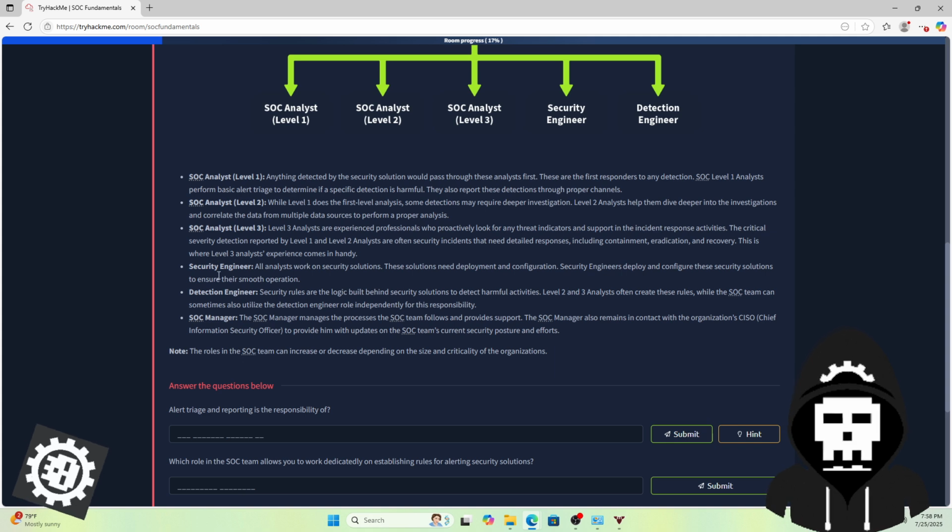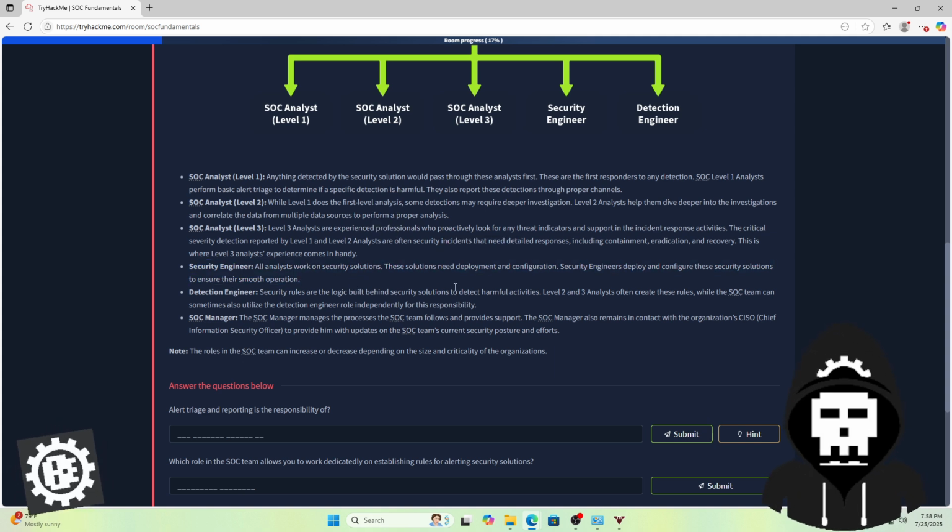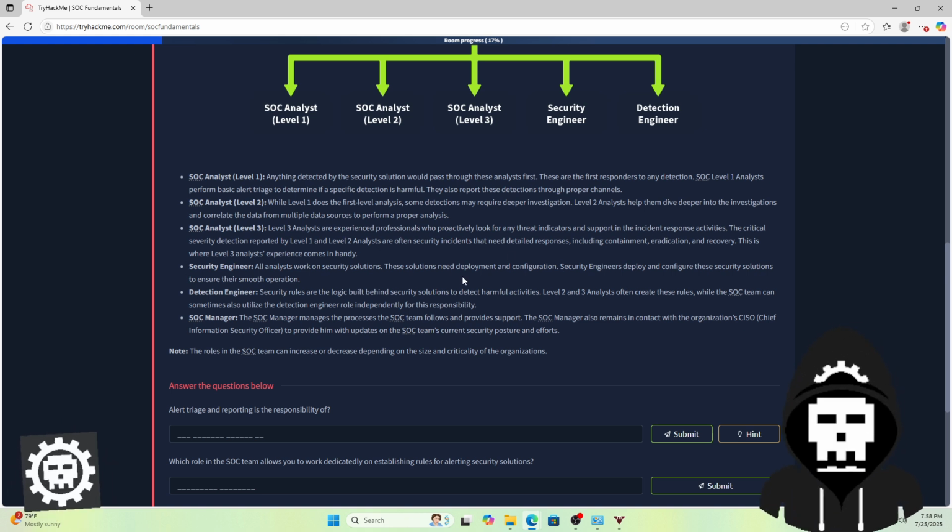We also have security engineers. So these analysts work on security solutions. Now, these solutions need deployment and configuration. They deploy these and ensure smooth operation.